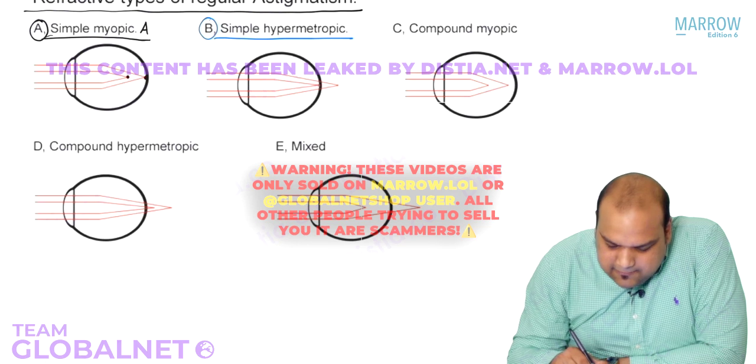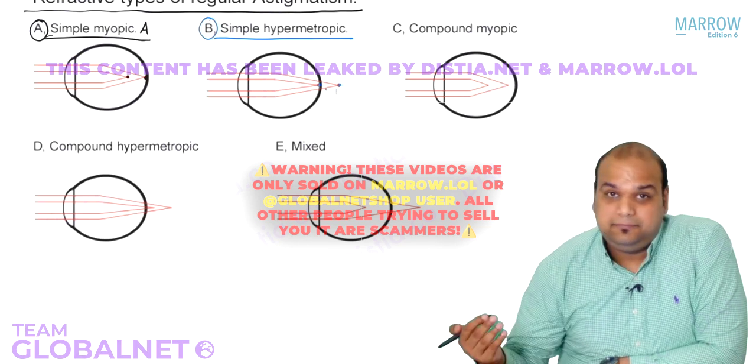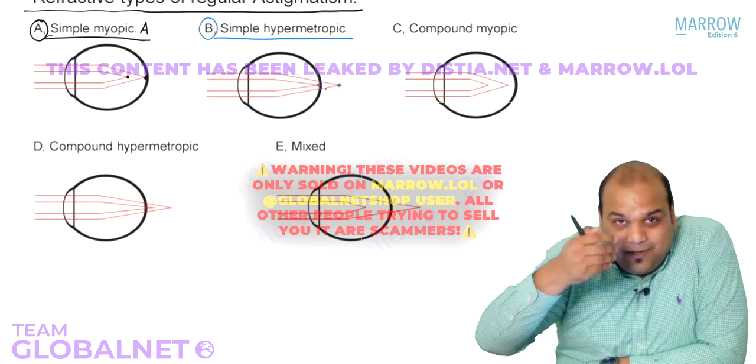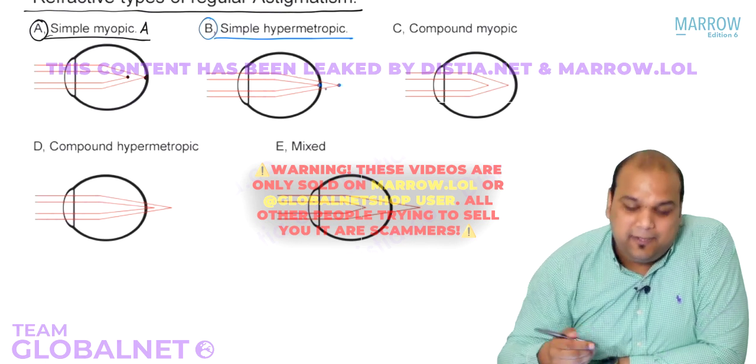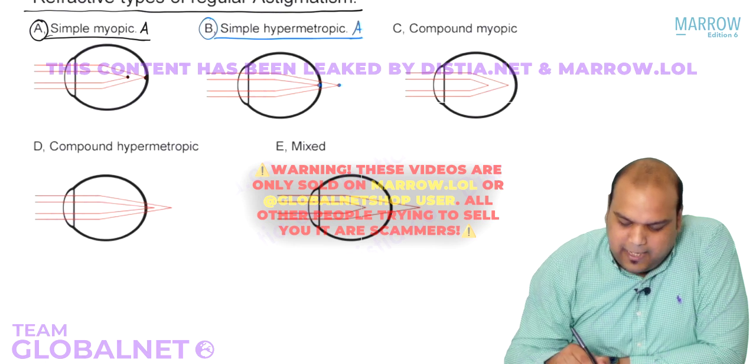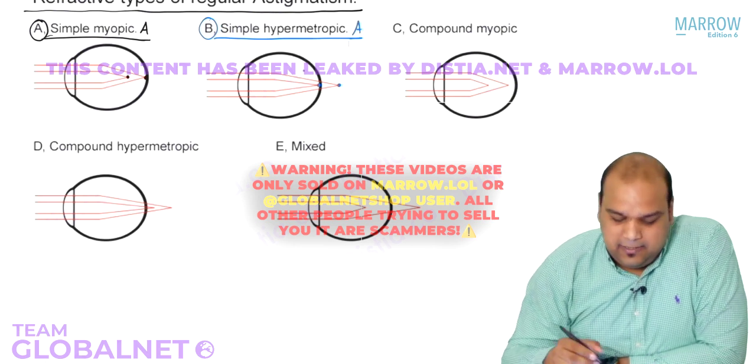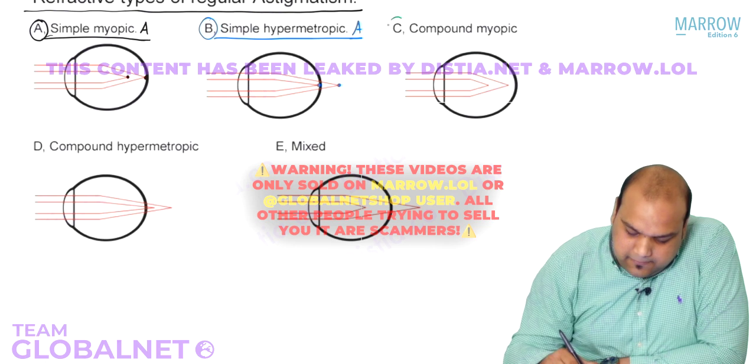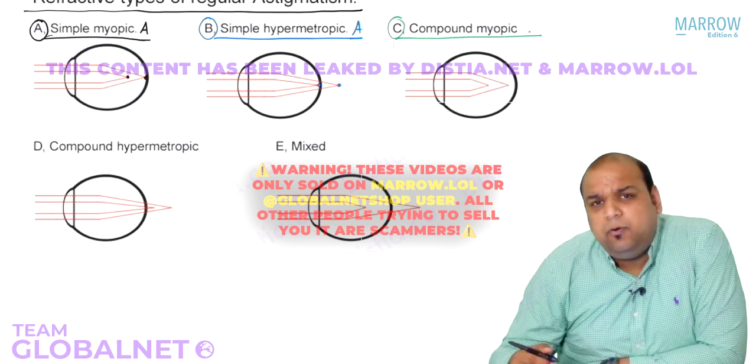We see one image is forming on the retina, but one image is forming behind the retina. That means one axis, one meridian is hypermetropic. So we are calling it simple hypermetropic astigmatism. Then if I move on to the third example, everybody, it is written compound myopic.